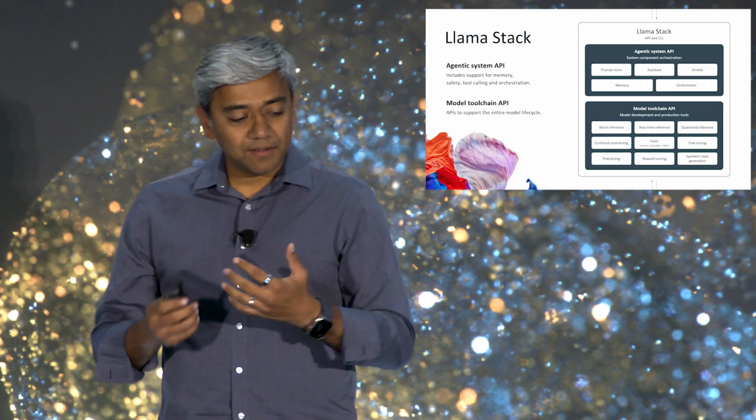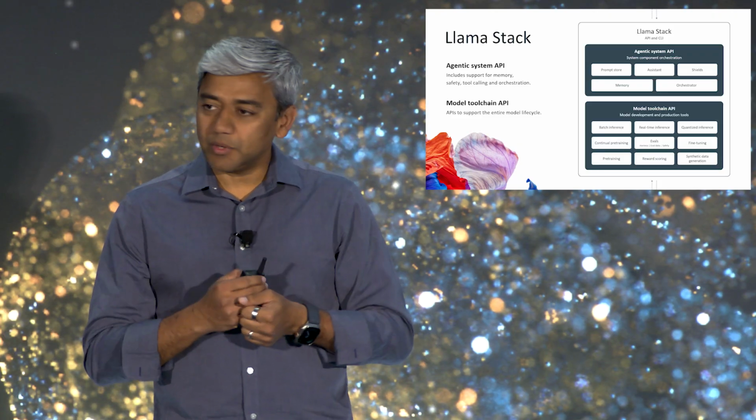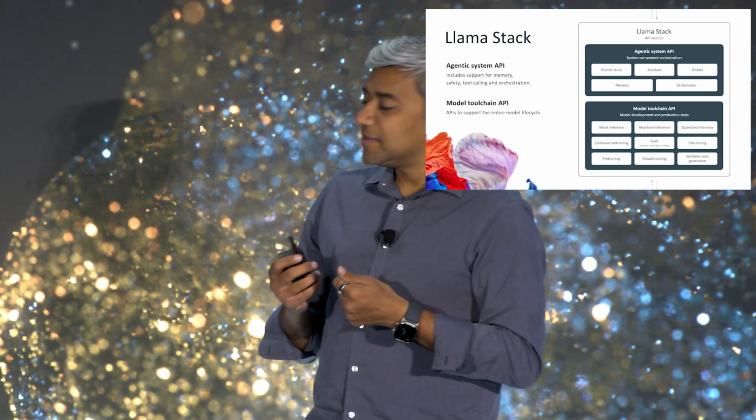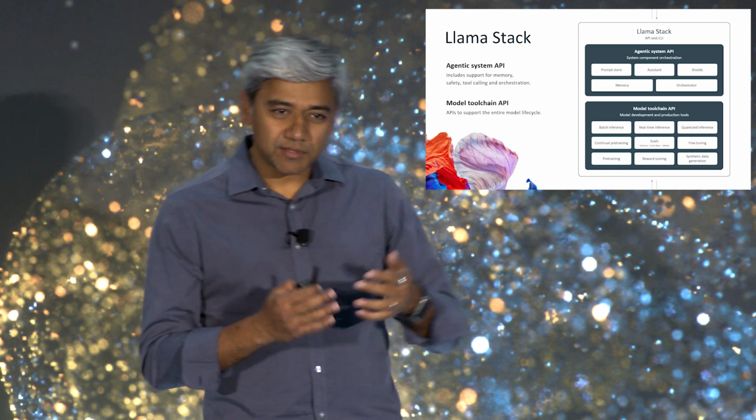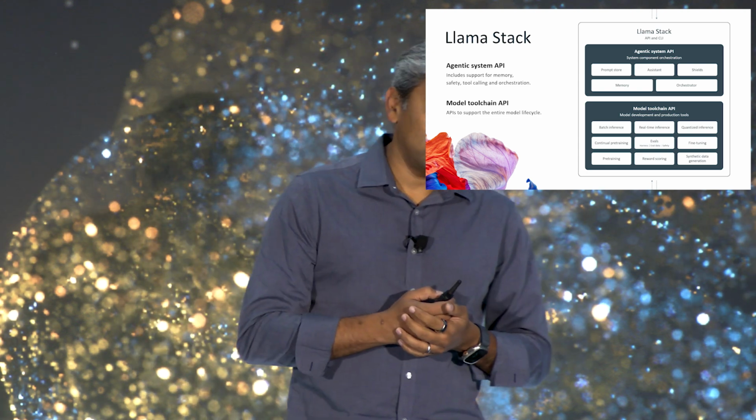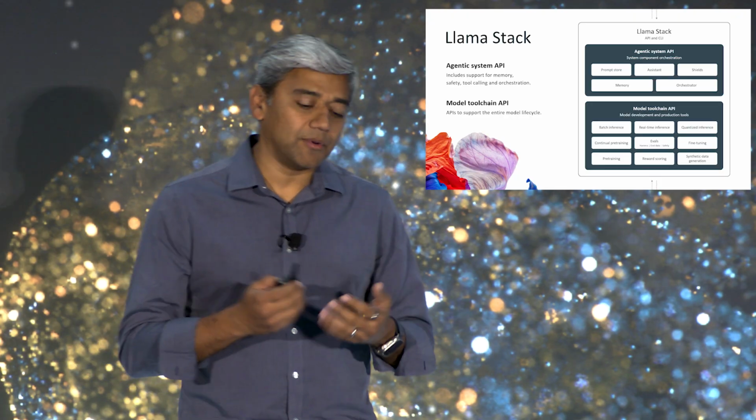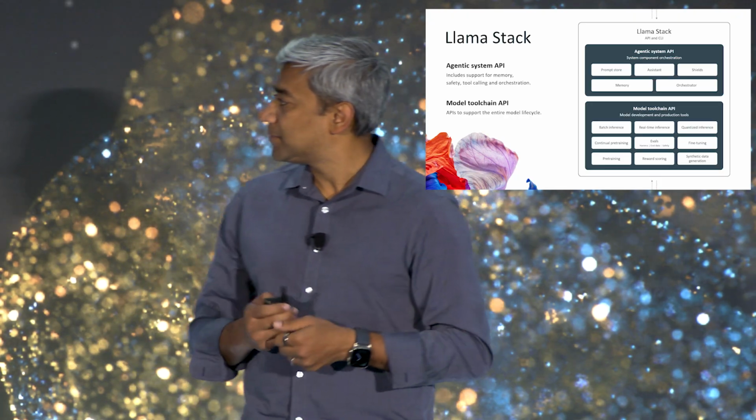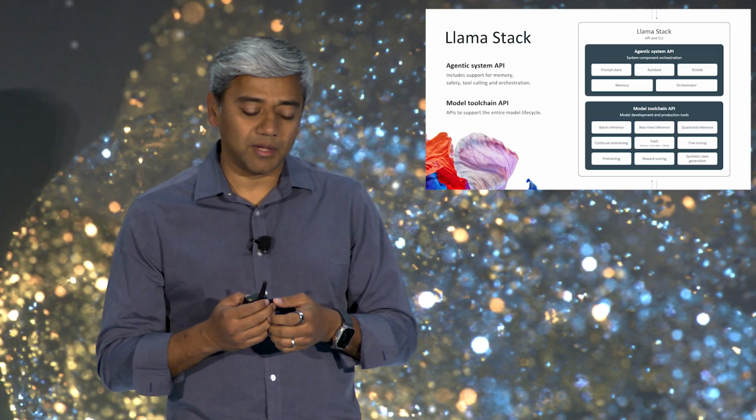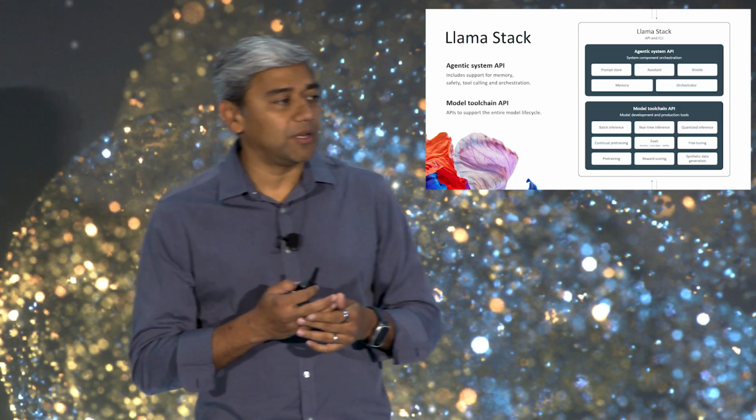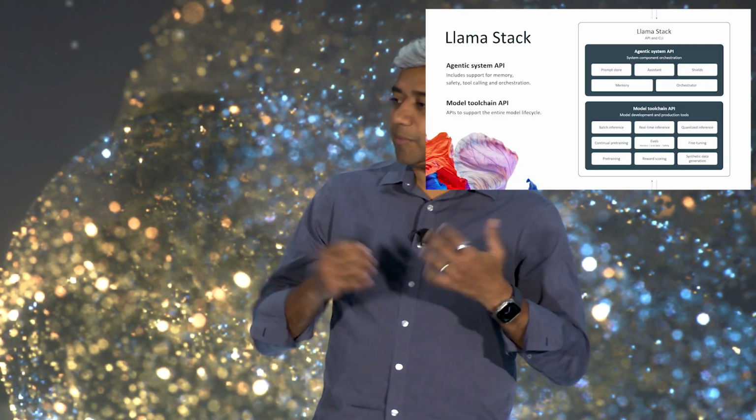So the stack itself contains two parts. One is the model toolchain API, which is also known as, I guess, LLM ops. So this includes all the things that are needed to customize a model. It could be fine-tuning, running evals. And it's not just about fine-tuning or running evals on the model itself, but running evals at an application level as well.